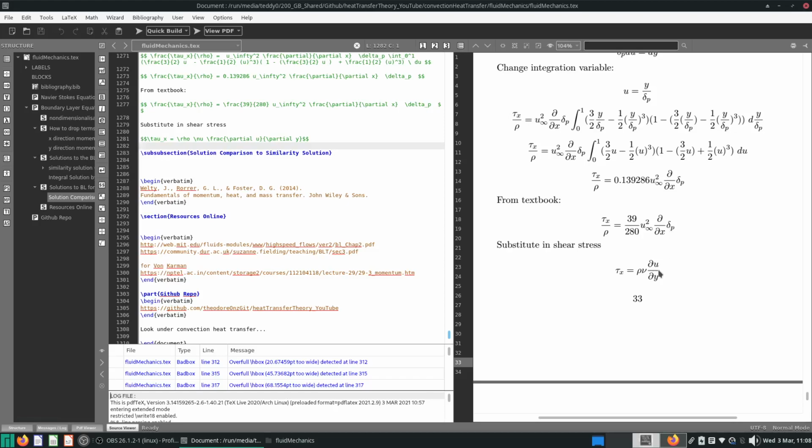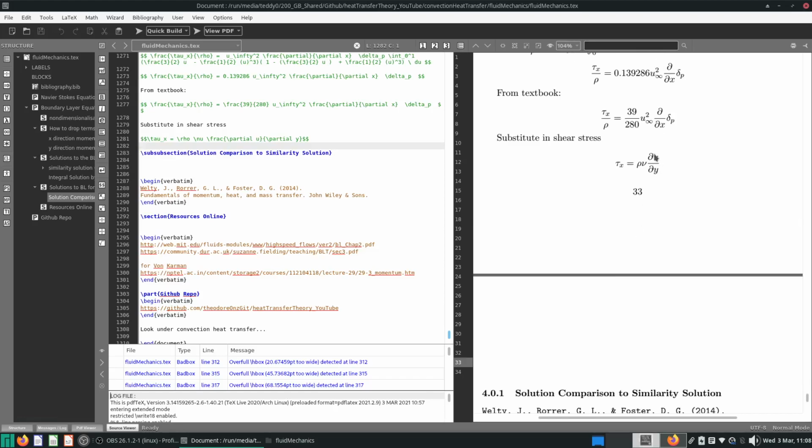And of course, the way to solve it is to substitute out the shear stress. Why does that help? Because when you substitute in this side, you will be able to find an equation that only depends on x and delta p. So without further ado, let's continue this.